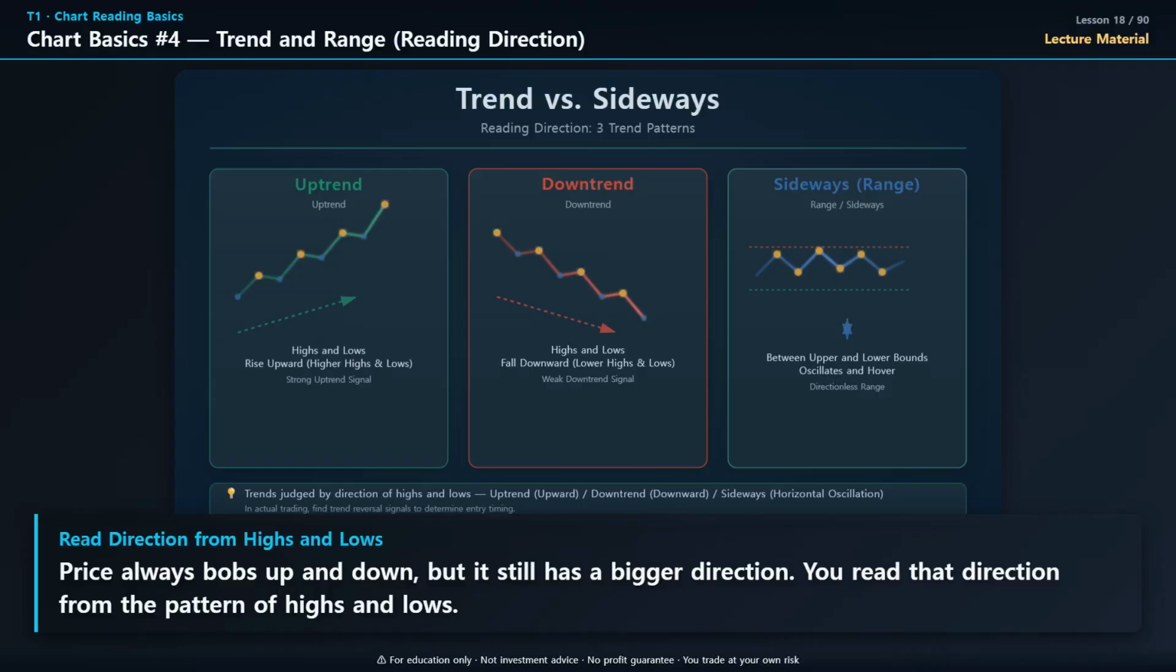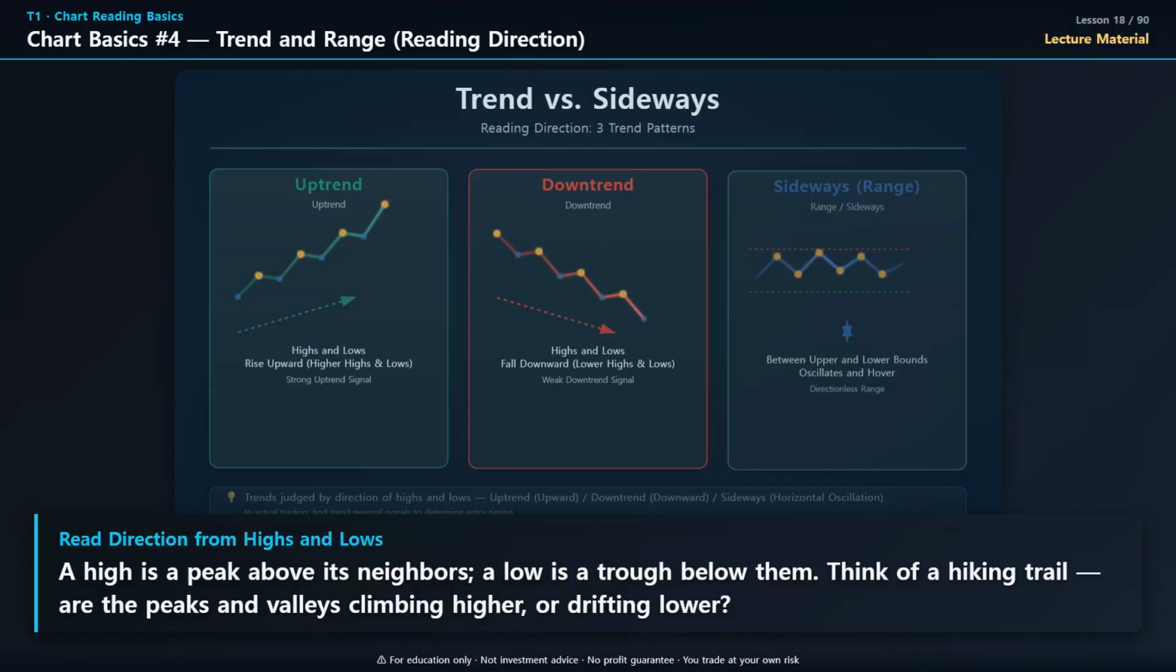Price always bobs up and down, but it still has a bigger direction. You read that direction from the pattern of highs and lows. A high is a peak above its neighbors. A low is a trough below them. Think of a hiking trail. Are the peaks and valleys climbing higher or drifting lower?